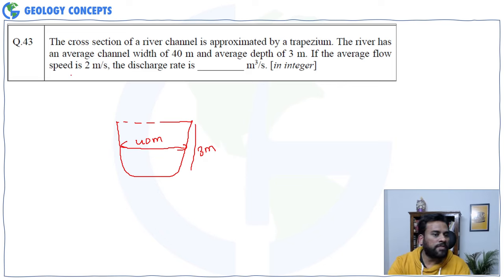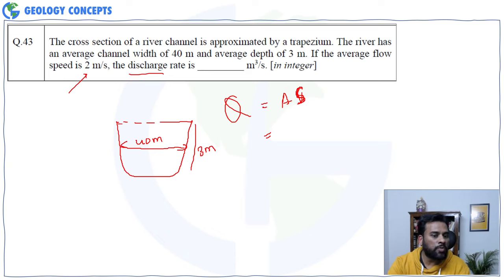If the average flow speed is 2 meters per second, the discharge. So discharge we know is area into speed, right? Area into flow speed. Now area here will be 40 by 3, so 120. We are approximating it because this is giving you the average.